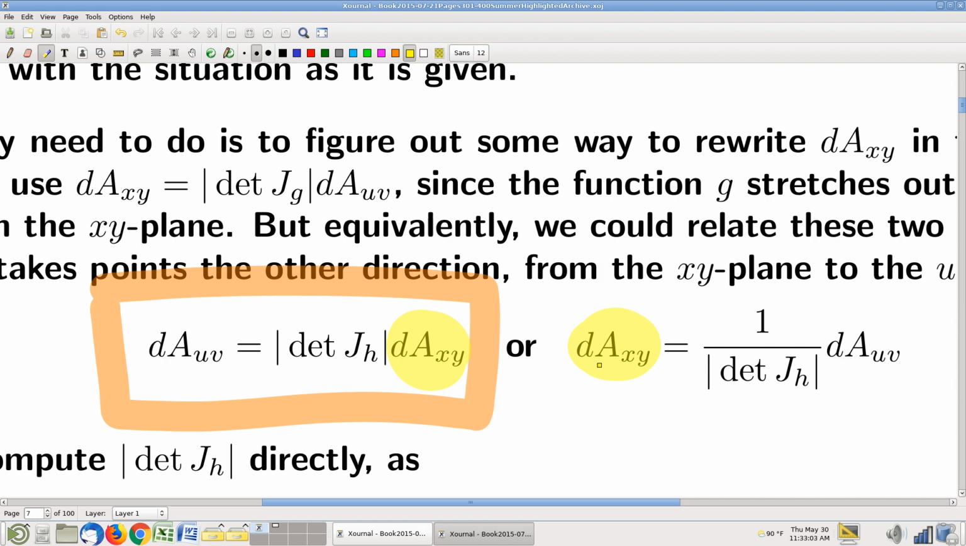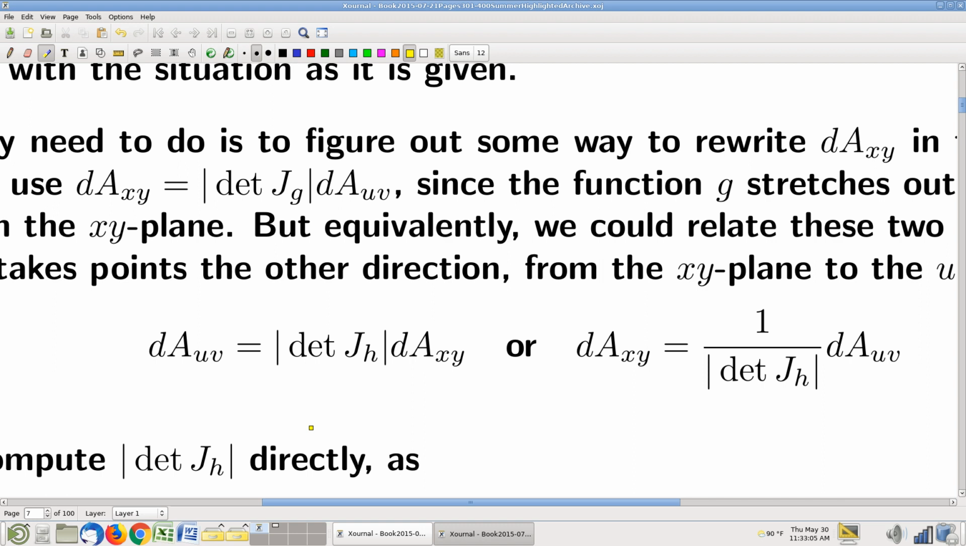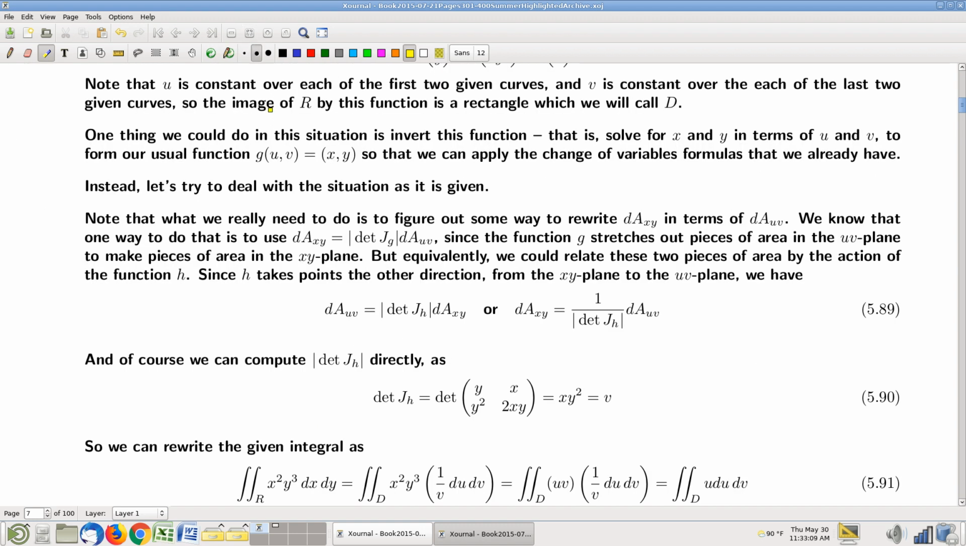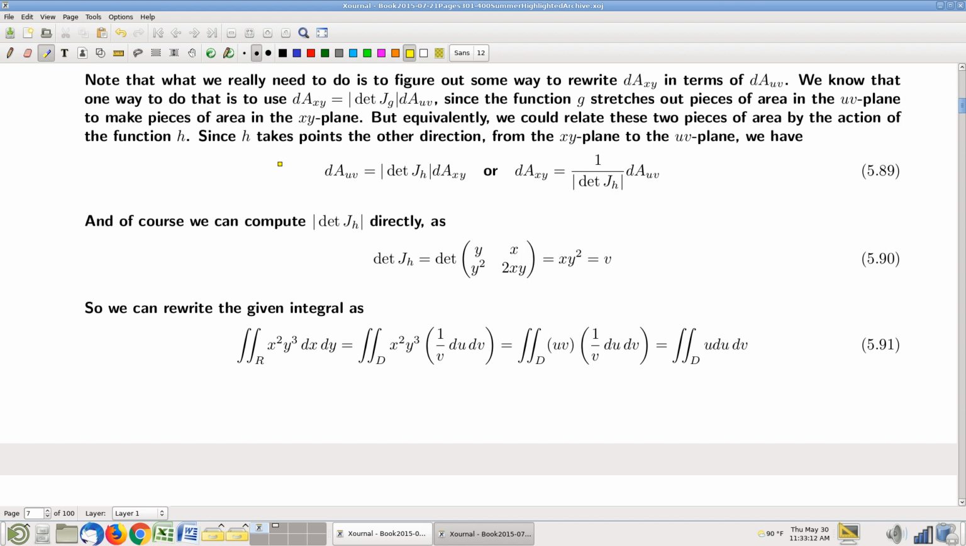Okay. Alrighty. So anyway, as it turns out, we have everything that we need, and here's how the algebra works out. Here was our original integral that we were interested in. Our stretching factor is 1 over v, because the Jacobian determinant of h was v.